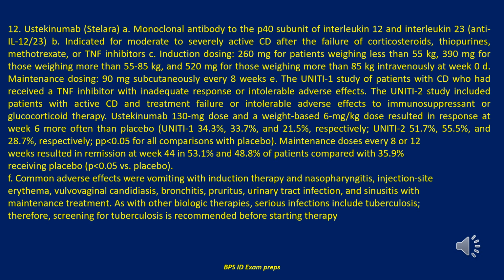D. Its maintenance dosing is 90 mg subcutaneously every 8 weeks. E. The UNITI 1 study included patients with CD who had received a TNF inhibitor with inadequate response or intolerable adverse effects. The UNITI 2 study included patients with active CD and treatment failure or intolerable adverse effects to immunosuppressant or glucocorticoid therapy. Ustekinumab 130 mg dose and a weight-based 6 mg per kilogram dose resulted in response at week 6 more often than placebo.